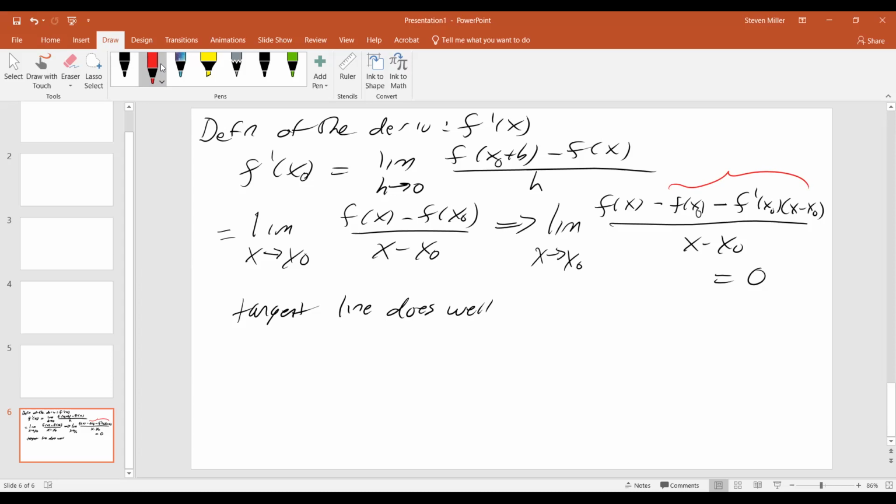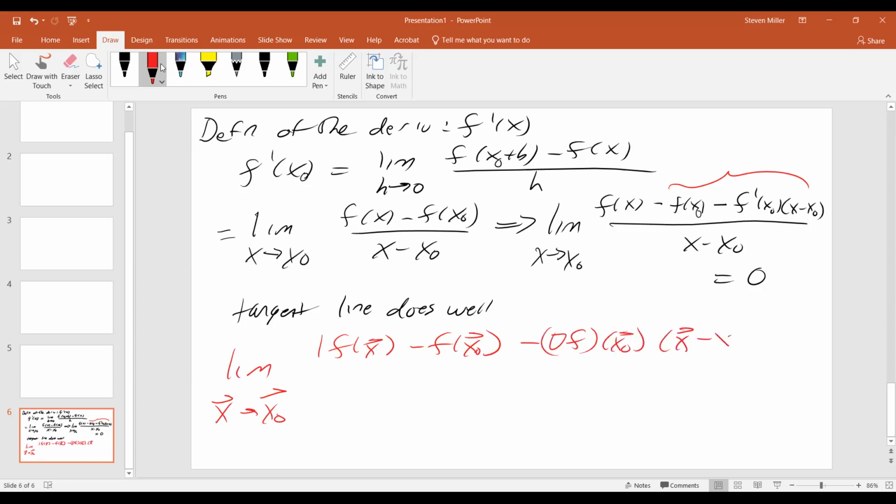And so in multivariable calculus, the natural generalization is the limit as the vector x goes to the vector x naught. I like to put arrows to remind myself that it's a vector, of f of x minus f of x naught minus the gradient of f at x naught, x minus x naught, divided by the length of x minus x naught. And again, I'm using double lines to indicate that it's the length of a vector. Here, these are real numbers, so I can just use a single value.